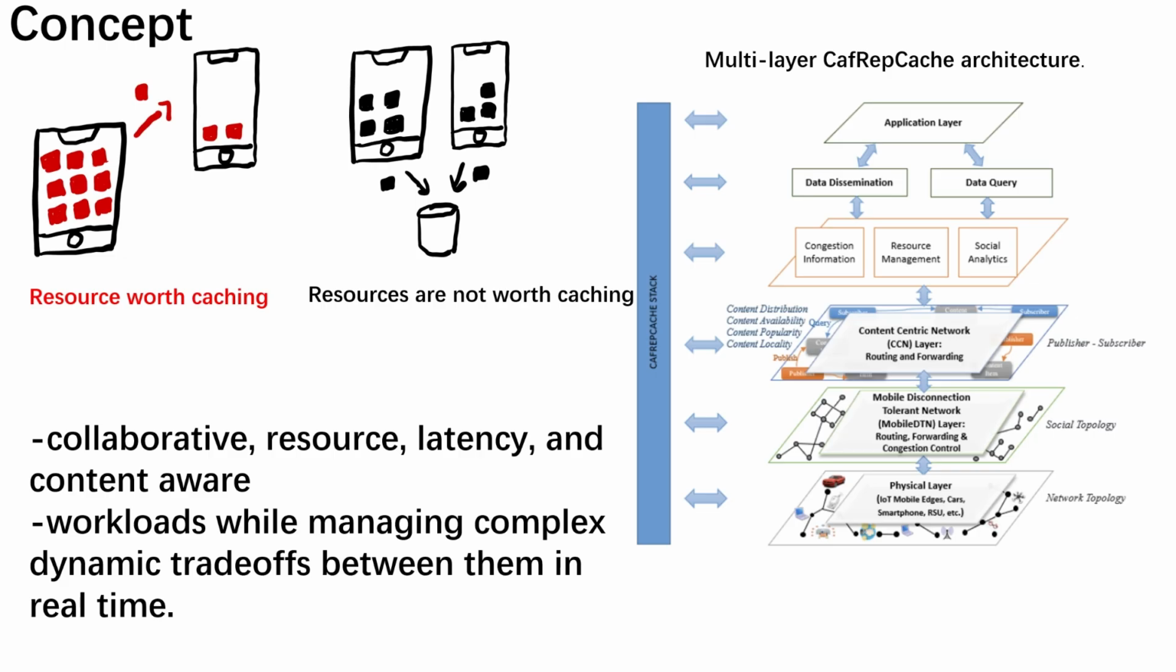Many people use mobile phones nowadays, and caching may be good in case of bad networks, but mobile space is limited, so you have to choose which content is worth caching. The CAF RepCache algorithm proposed in this article solves this problem perfectly.